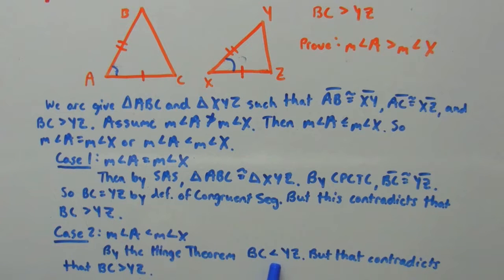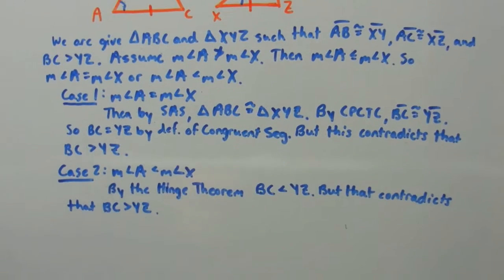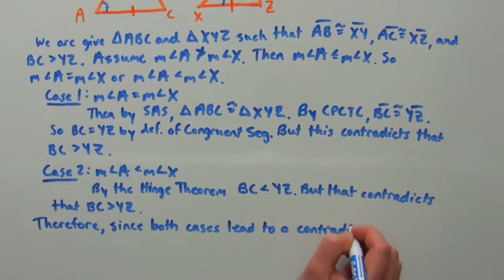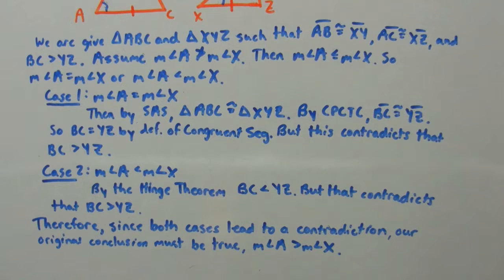But BC being less than YZ directly contradicts what was given to us, that BC was greater than YZ. We've not only contradicted case 1, but we've reached a contradiction with case 2. Therefore, since both cases lead to a contradiction, our original conclusion must be true, that the measure of angle A is greater than the measure of angle X. QED. We have proven what we wanted to prove.